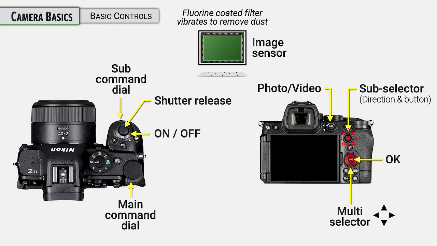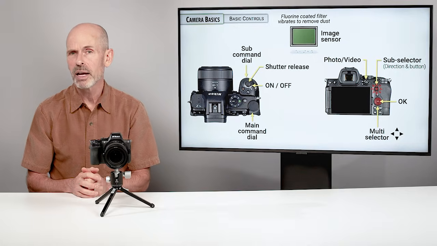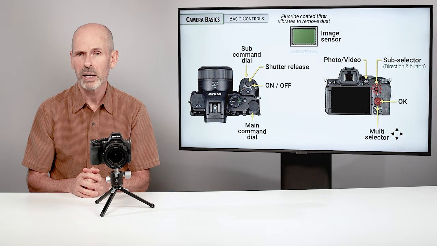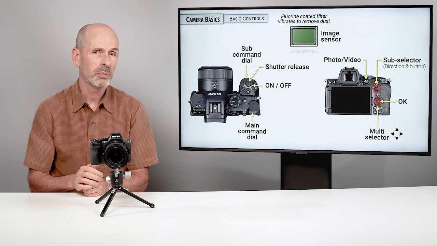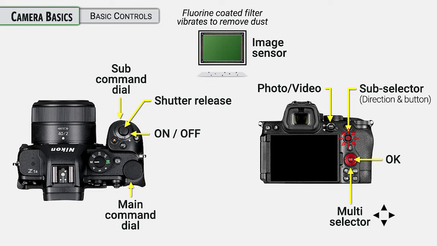You can also use the sub-selector. This is going to be used for moving the focusing point around. That's kind of its main job. But it can also be used in the playback menu, the regular menu, and a variety of other functions on the camera as well. It is also a button that you press in on. And so not only is it a directional joystick, but it's also a button.